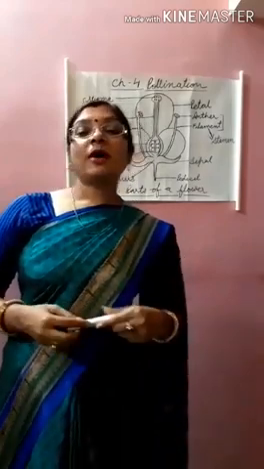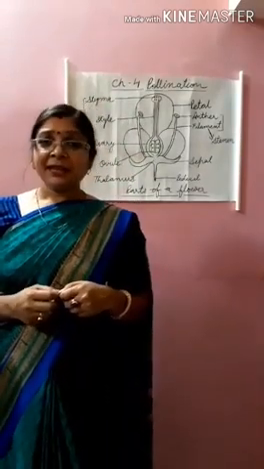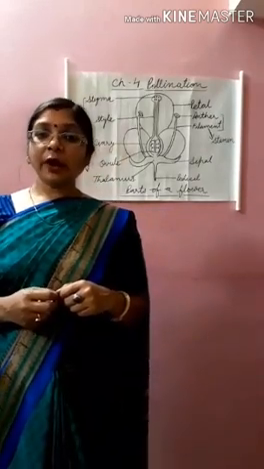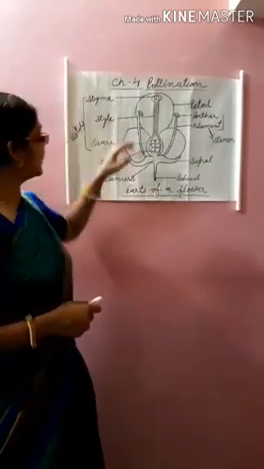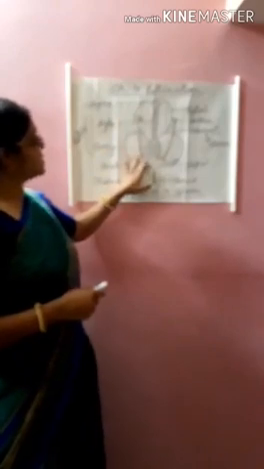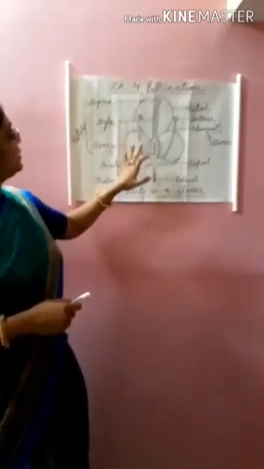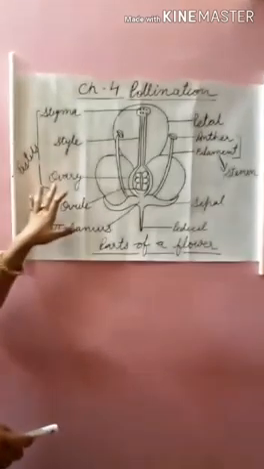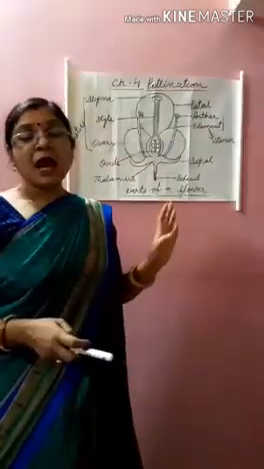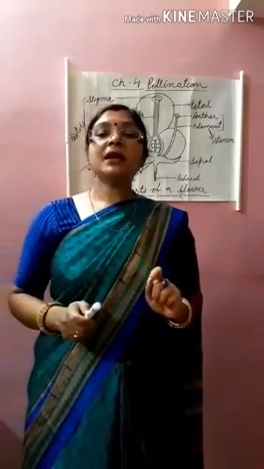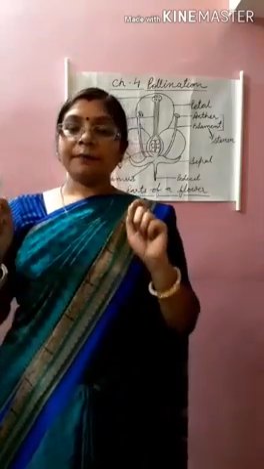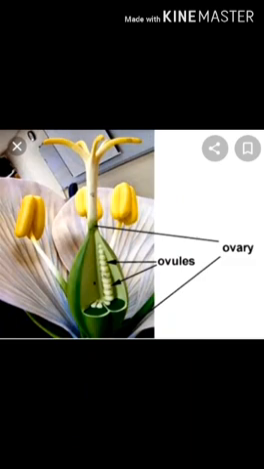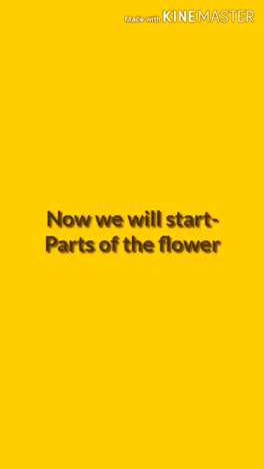Now we'll come to know about gynoecium. This is the innermost whorl of the flower. It is usually located at the center of a flower. This is the structure of gynoecium. It comprises three main parts, that is stigma, style and ovary. Gynoecium is the female reproductive part of a flower. This is the picture of ovary and ovules.